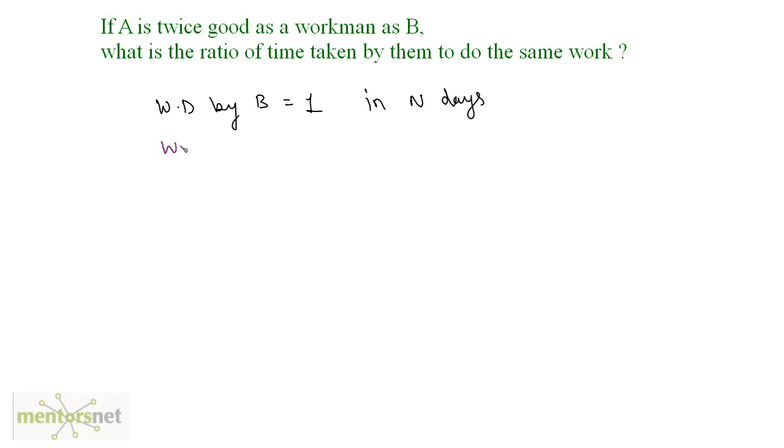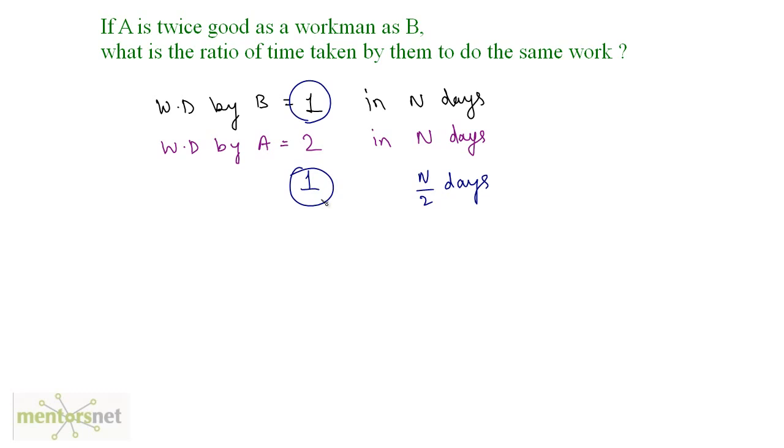Now the work done by A will be, since A is twice as good as B, so A works more than B, right? So A's work will be 2 in the same time period. Now we want the ratio of the time taken by them to do the same work, but we do not have the same work done here. B works 1 and A works 2. So we have to make this work of A as 1. If A works 2 values in n days, then if he works 1 value, what will be the number of days? Well, it will be n by 2 days.